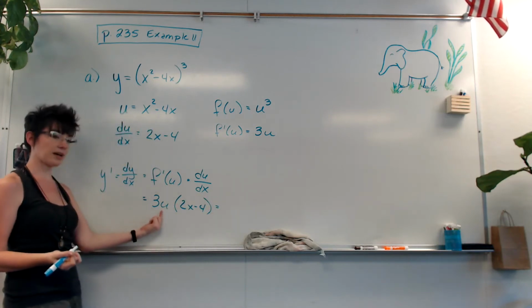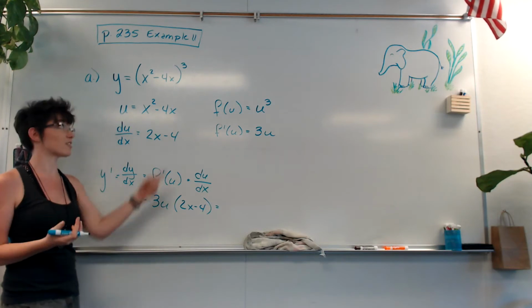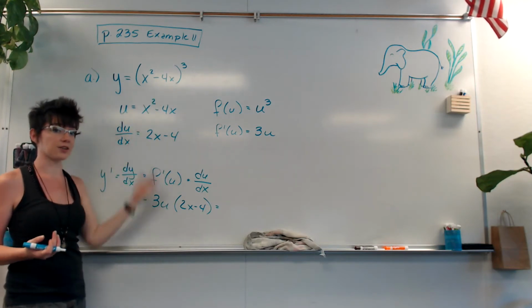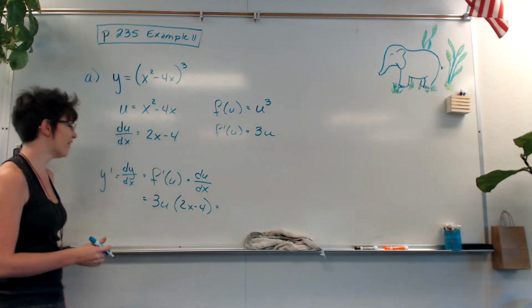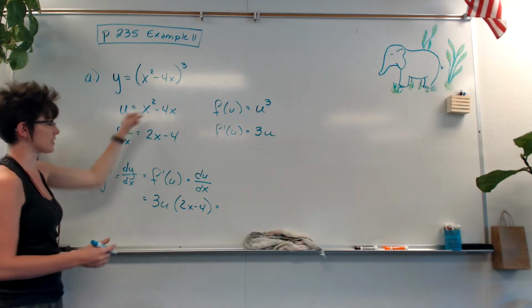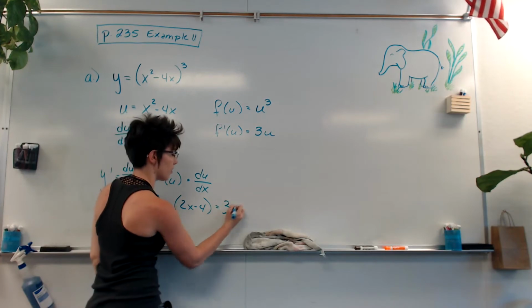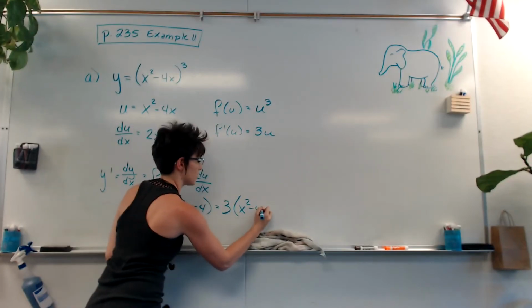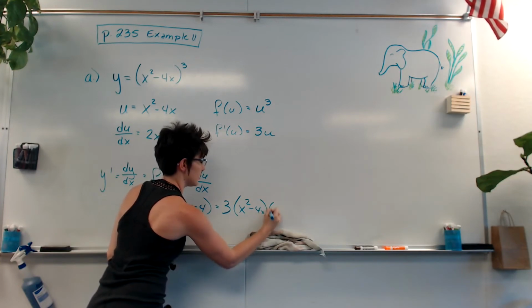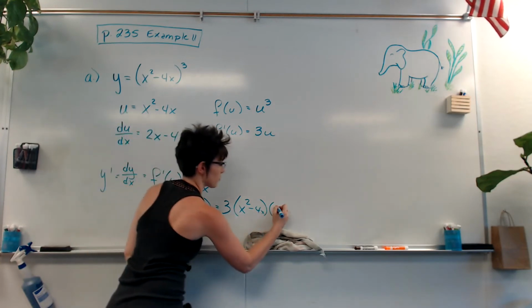And when I start to back substitute, remember that if your problem starts in x, your answer has to end with x's, not u's, no combination here. U, again, is just this guy, so let's be careful and mindful as we back substitute. It's 3 times x squared minus 4x, squared, times 2x minus 4.